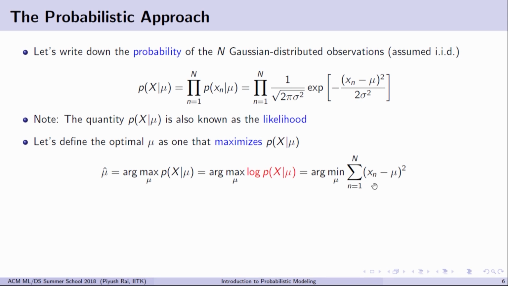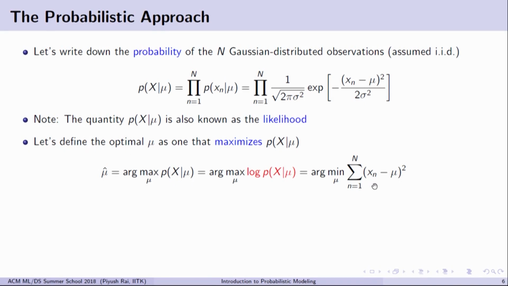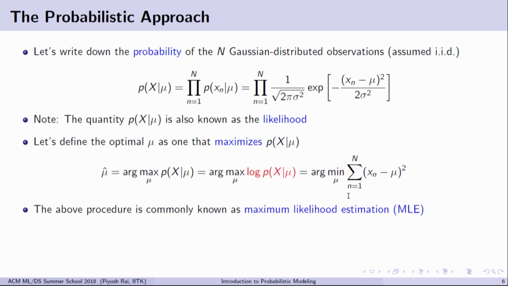Note that this is the same problem that we had in the beginning, where we defined an ad hoc loss function as a sum of squared deviations. Here also we start with a Gaussian distribution, we maximize the probability of data, and we get the same expression as well. Now this procedure that we have followed, where we write down the probability of data, which is also known as likelihood, and try to maximize the likelihood with respect to the parameter we are learning, is known as maximum likelihood estimation, or MLE in short. It's called MLE because you're trying to find the parameter that maximizes the likelihood, which is why the name is maximum likelihood estimation.